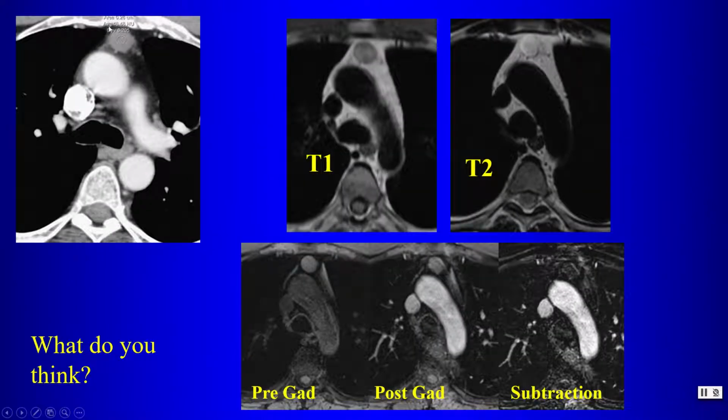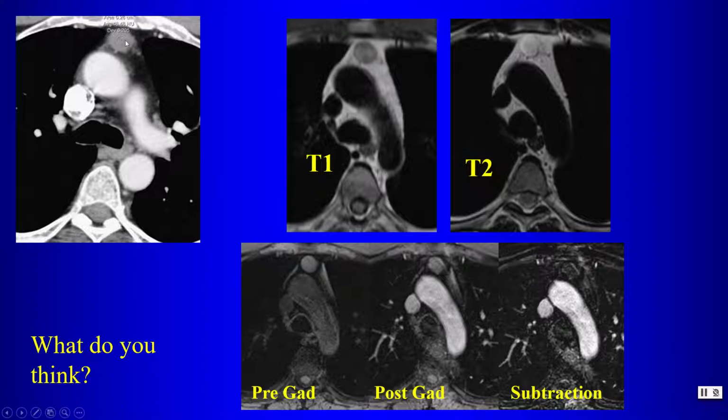So here's our next case. We have an anterior mediastinal mass here. T1 weighted image looks like this, somewhat higher than fluid signal intensity, very bright on T2 weighted imaging. Pre-GAD, post-GAD, subtraction. Sometimes it's hard after you've given contrast to see if there is enhancement in the lesion. This is where subtraction imaging can be very helpful, and we see that on the subtraction images there is no enhancement of this lesion. So we can call this a thymic cyst.